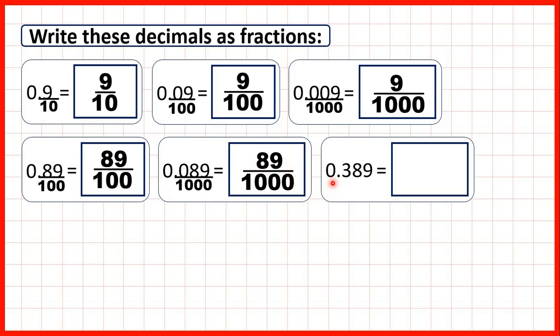Finally, we have 0.389. There are three digits after the decimal point, so we can draw a line across from the decimal point and write a denominator of 1,000, because the third digit after the decimal point is the thousandths digit. So that gives us 389 thousandths.